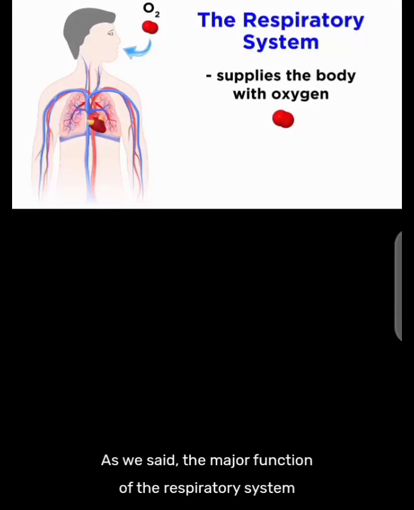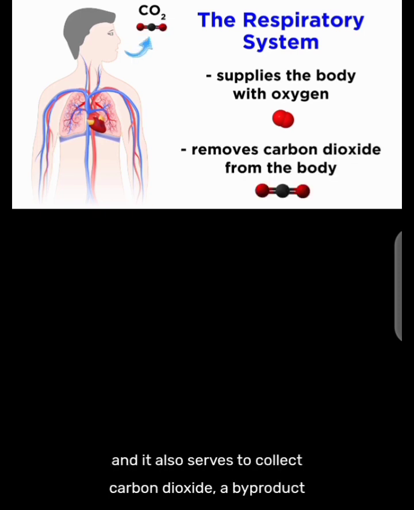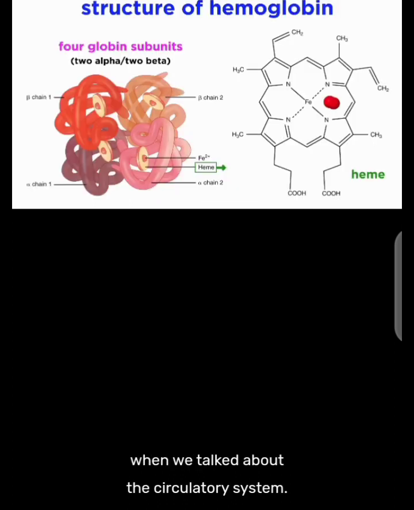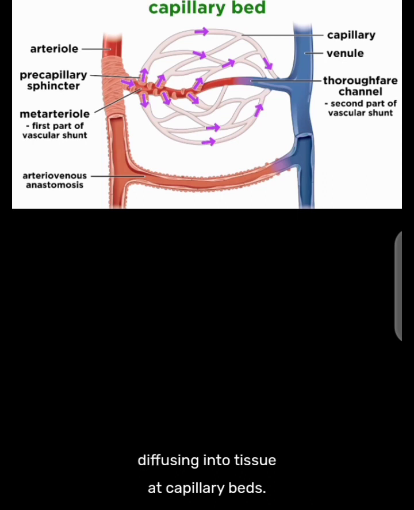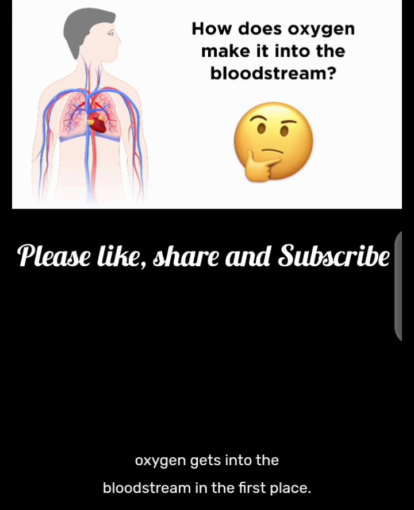As we said, the major function of the respiratory system is to supply every nook and cranny of the body with oxygen, and it also serves to collect carbon dioxide, a byproduct of cellular respiration, and expunge it from the body when we exhale. We already learned about part of this process when we talked about the circulatory system. There, we learned about how oxygen can bind to hemoglobin and travel through the bloodstream, diffusing into tissue at capillary beds. But we also have to learn about how oxygen gets into the bloodstream in the first place.